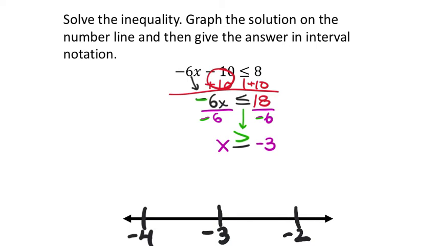So at negative 3, we got a circle, but this one's going to be a closed circle because it's also equal to negative 3. So that indicates on the graph that negative 3 is a solution. This inequality is eating the x, so it will also go to the right. So that's my graph, and now I'm ready to write this in interval notation.